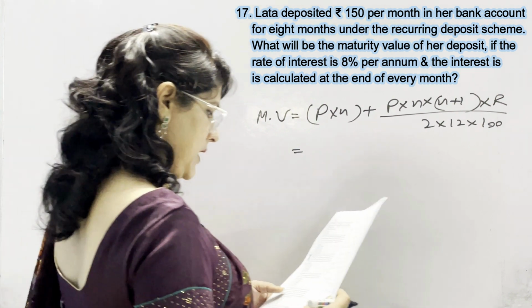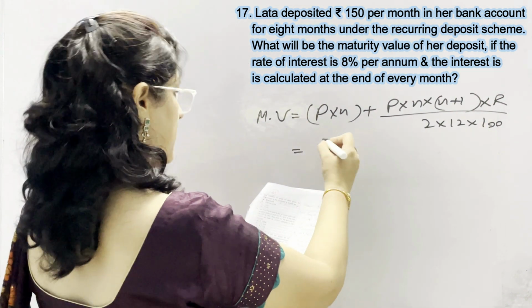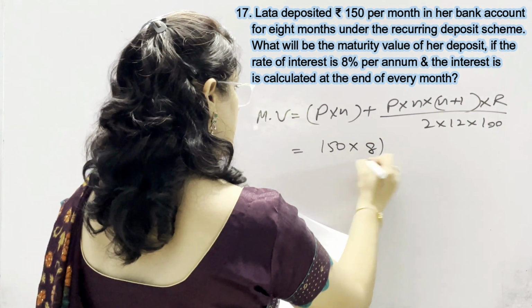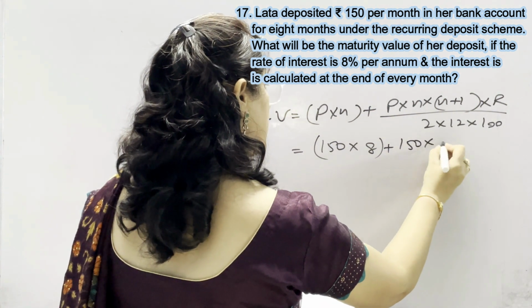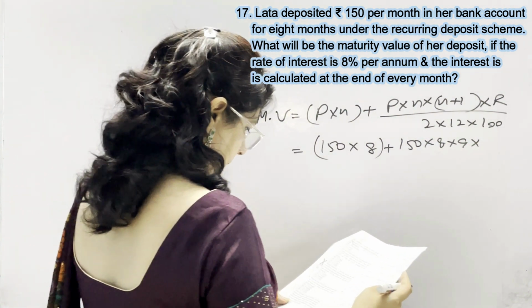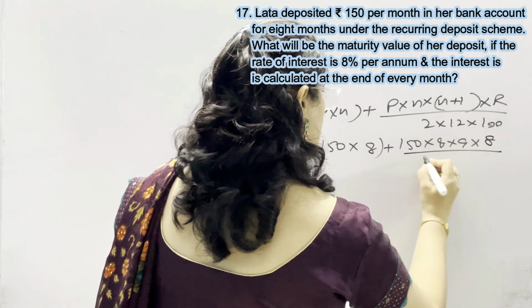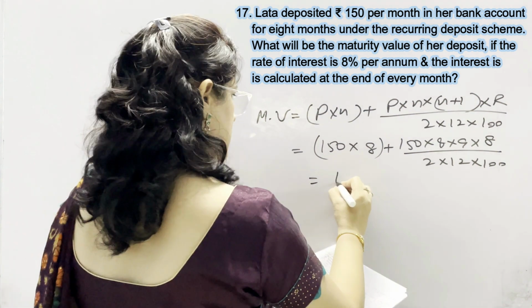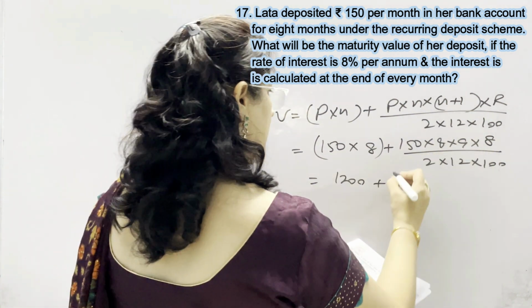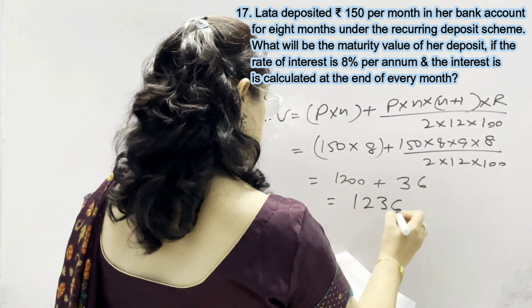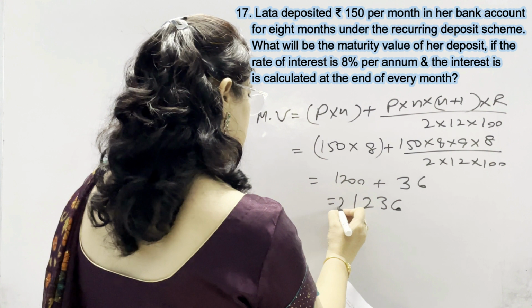I am sure by this time you have totally remembered this formula. So 150 is the principal amount given, N is 8 months, so 150 into 8 into 9 and the rate given here is 8%, so 8 upon 2 into 12 into 100. So 150 into 8 is 1200. Thus after solving this, value is 36. So 1236 rupees.